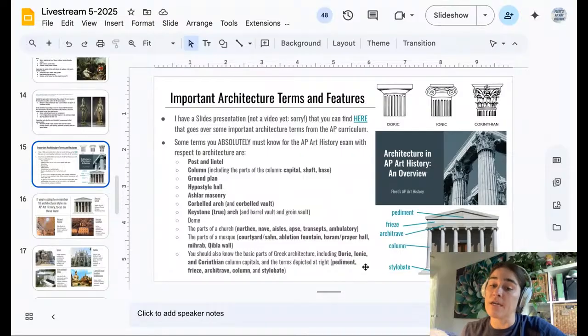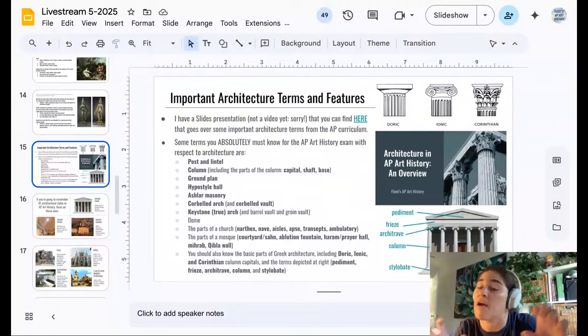I would say that another form of architecture that you should focus on especially carefully is Greek architecture. This is because Greek architecture makes a comeback many, many times throughout art history, right? So being able to label the pediment, the frieze, the architrave, the column, and the stylobate are going to be pretty important. There's actually a lot more terms than this that are associated with Greek architecture. I have simplified it down to just a handful to make things relatively easier.